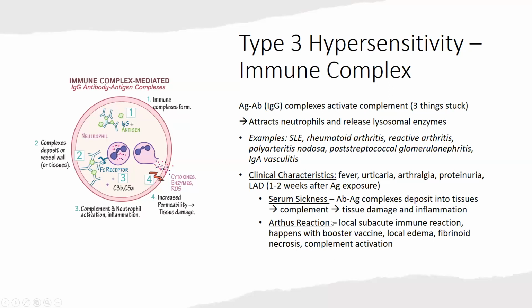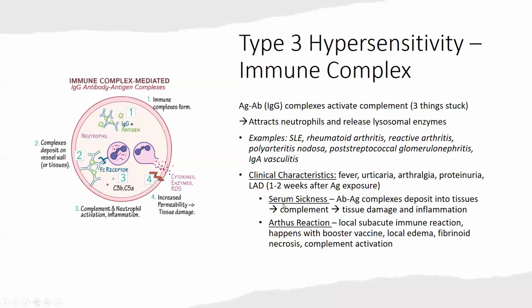Versus an Arthus reaction, this is a local subacute inflammation, immune reaction. This could be with a booster vaccine: local edema, necrosis, complement activation. But essentially what happens when we get vaccinated and we get pain in that site, that's a local type 3 hypersensitivity reaction, an Arthus reaction.